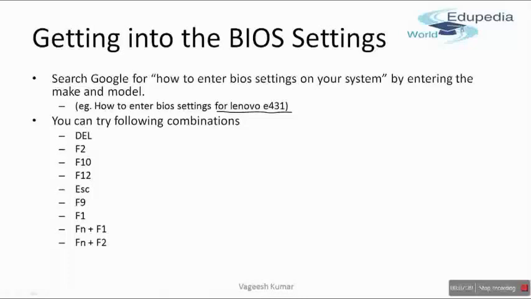Or in some systems it is F9, F1, and in some systems there are key combinations. Like in my particular system it is Fn plus F1. In the Lenovo E431 system which I am using, it is the Fn key, which is the function key available in laptops these days, plus F1. This is the combination that I have to press to enter BIOS settings, and in some other systems it can be Fn plus F2. So if you want to try a hit and trial method, you can try any of these keys or combinations and see which one works for you.